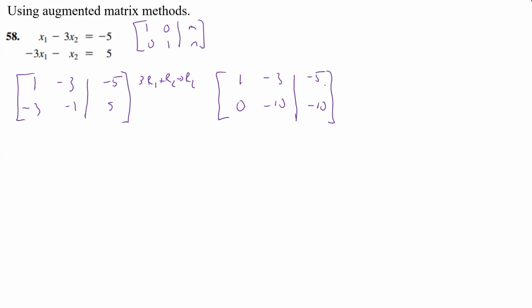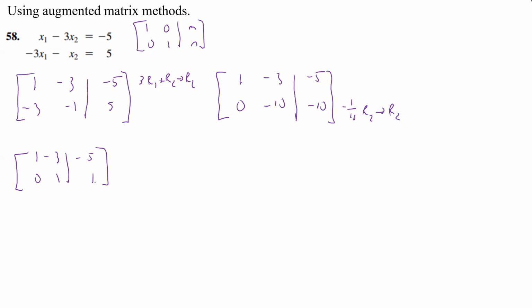Okay. Now, what we need to do is make this a 1. So to make that a 1, we're going to take -1/10 row 2, and that's going to be our new row 2. All right. So 1, -3, -5, 0. Now that's just going to be 1 and 1.